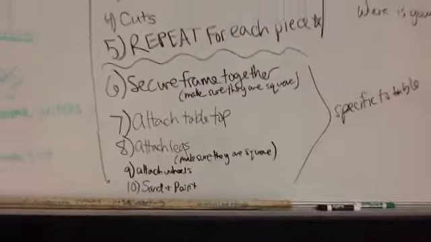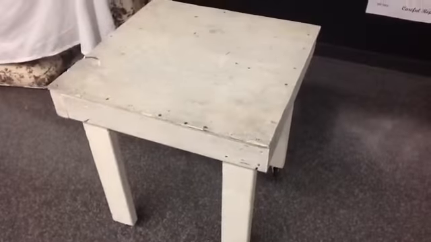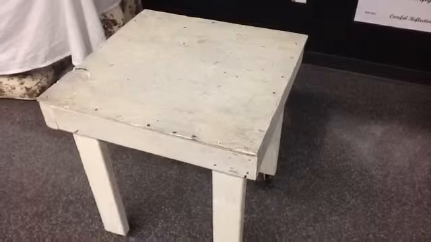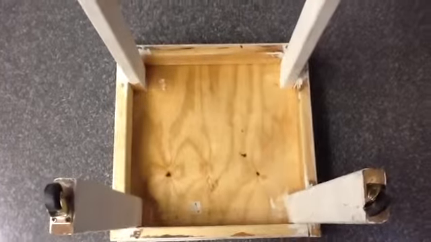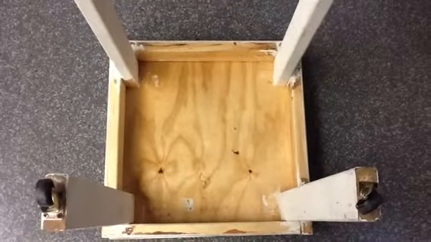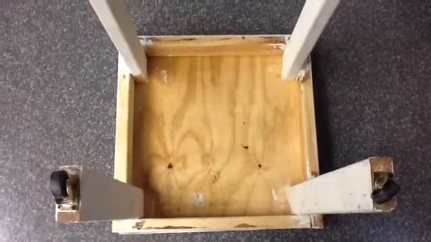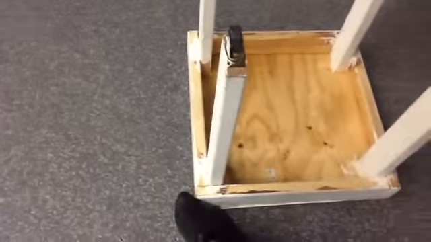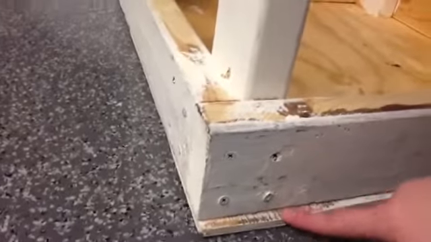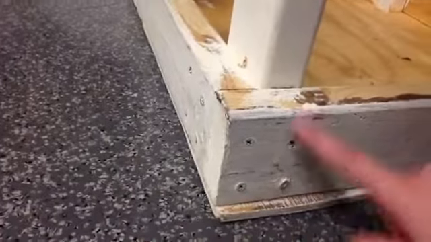To get more specific for our table here, step six will be to secure the frame together. Securing the frame together would require it to be on a table or on the floor like this, and you would use the square to make sure that it is at a right angle, putting the measuring tape on the corners. As you can see here, we've checked the 2x4s are square, but this piece sticking out does not make it square.